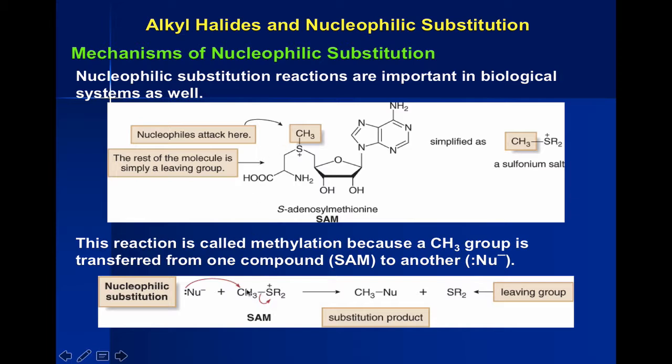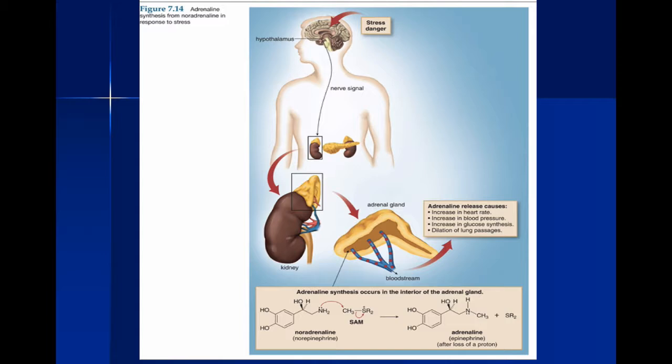And so nucleophiles can react with SAM, and you can methylate the nucleophiles, and then the sulfide that gets generated is a pretty decent leaving group, and that can get recycled through a variety of biological processes. Now, this turns out to be pretty important because if you think about adrenaline, if we look down here at the bottom, you take norepinephrine, which has a primary amine, which is a nucleophile, and react that with SAM, that gets methylated, puts a methyl group on the nitrogen, and now you have epinephrine, or adrenaline.